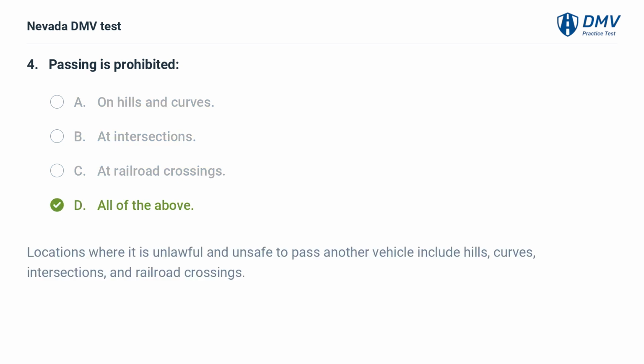D. All of the above. Locations where it is unlawful and unsafe to pass another vehicle include hills, curves, intersections, and railroad crossings.